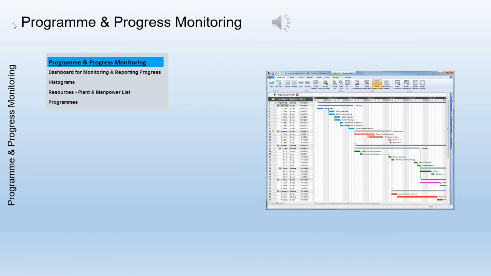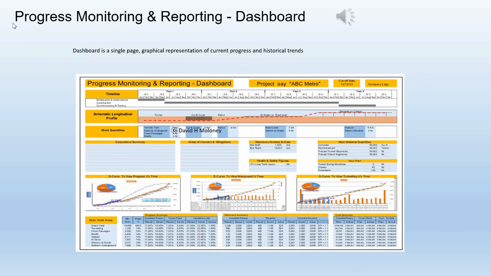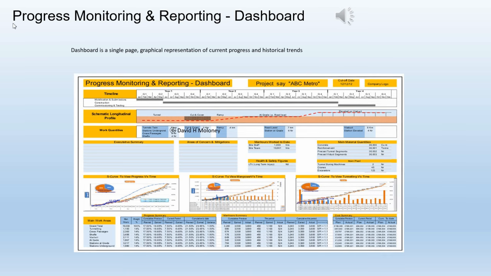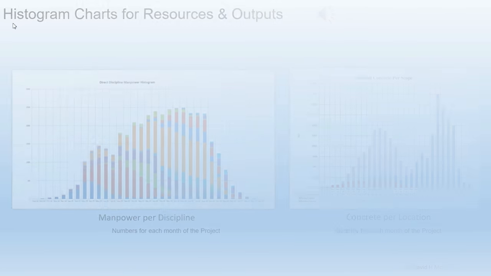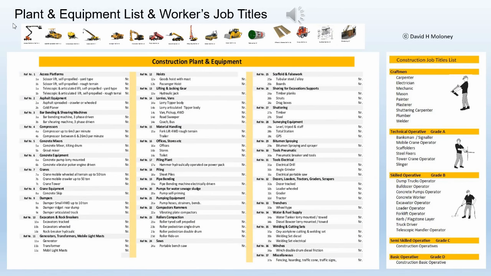Program and progress monitoring. The dashboard is a single page, graphical representation of current progress and historical trends. Histogram charts for resources and outputs per month. Plant and equipment list and workers' job titles.